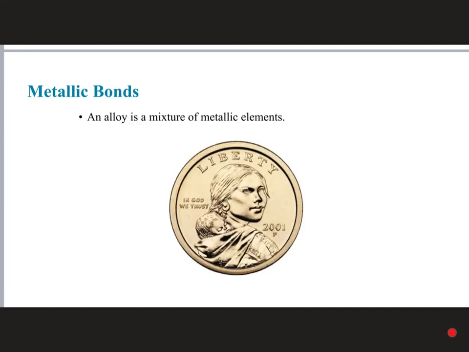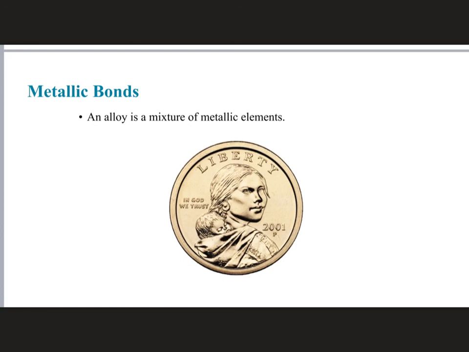One other thing that we can mention about metallic bonding is that it can be used to bond multiple types of metals together. And a mixture of different types of metals is called an alloy. By mixing different amounts of the different metals of the alloy together, you can get different properties, different conductivities of electricity, different colors, etc.